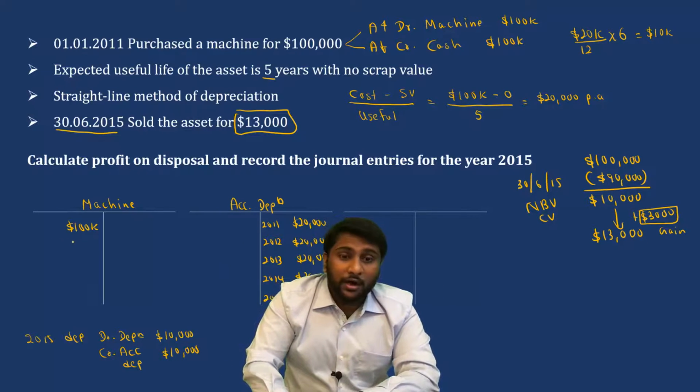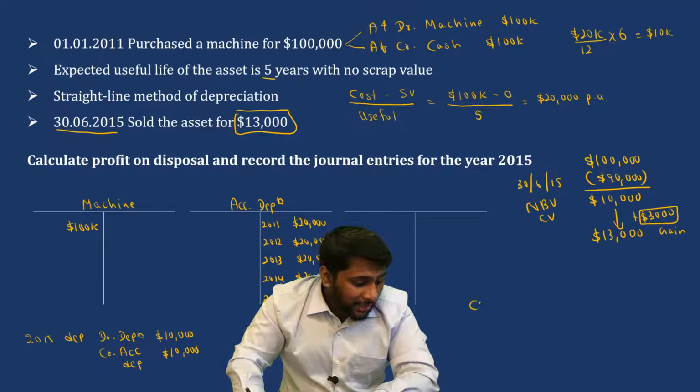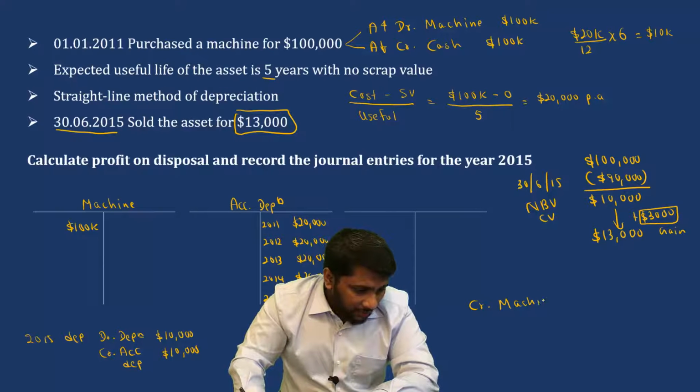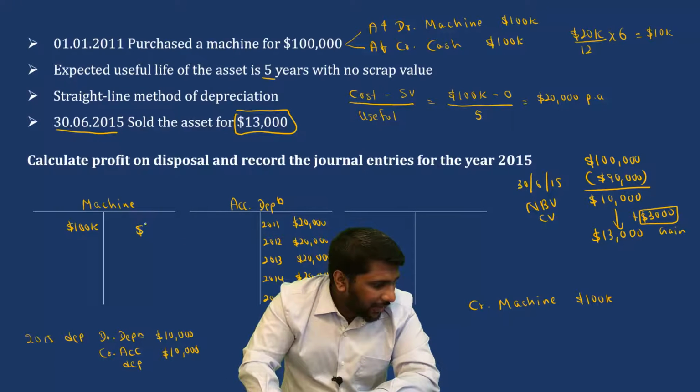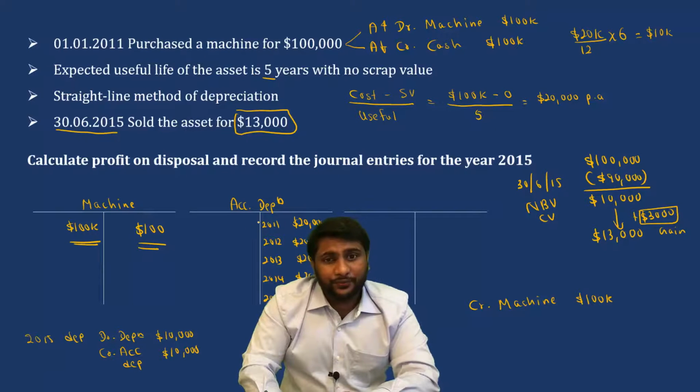So in your machine account, a 100,000 debit amount is there. So you have to credit that 100,000 and cancel it off. You have to remember the steps. How much is that? 100,000 US dollars. So you will credit that 100,000 US dollars, and your machine account will get cancelled off.